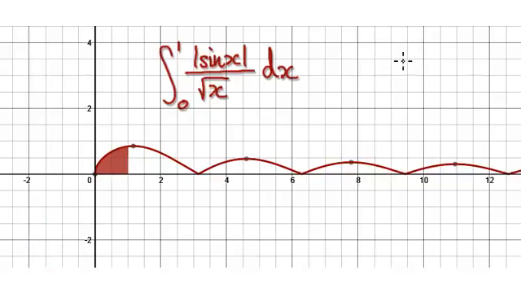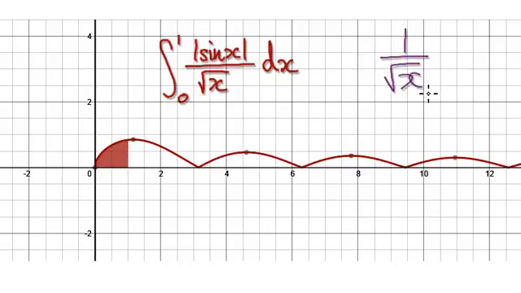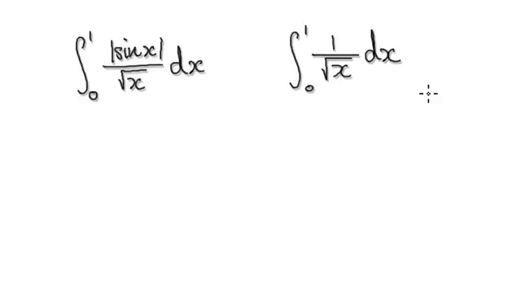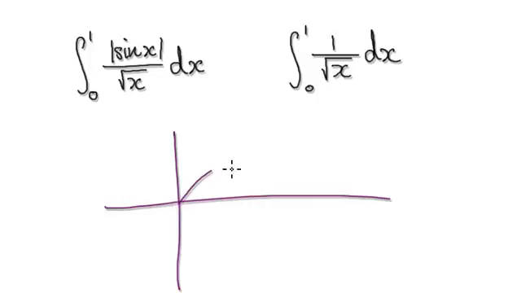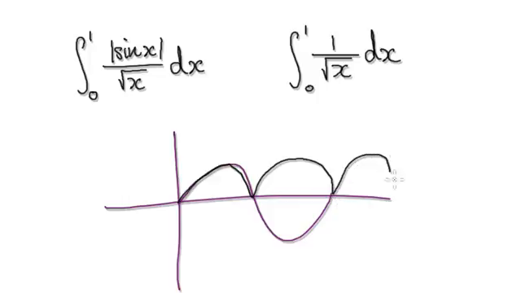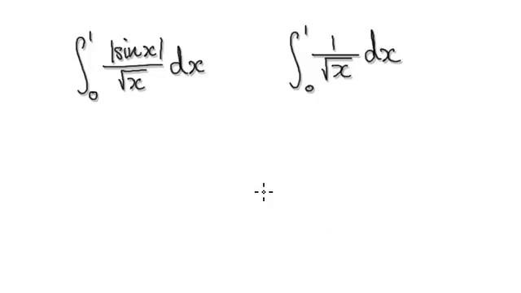Okay, so to do this, we should be comparing this to 1 over the square root of x. So if you look at sine, the absolute value of sine of x, well, sine of x looks like this. The absolute value will be something like this, something like that.